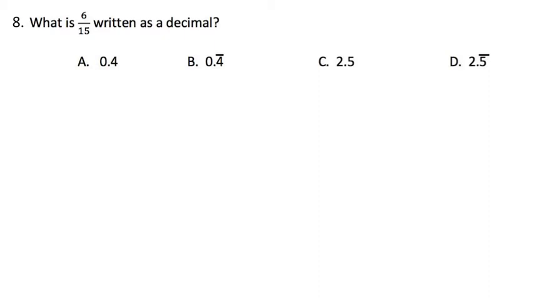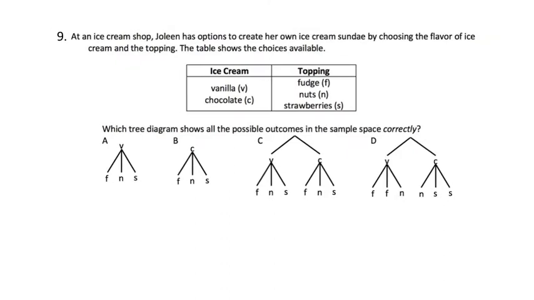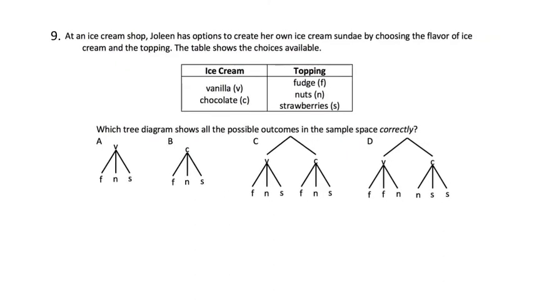All right, let's now move on to number 8. Number 8 says, what is 6/15 written as a decimal? Well, that would be A. Number 9, we've seen this problem before. It just wants to know which tree diagram shows the possible outcomes. Don't forget, we use that counting fundamental process to help us here.